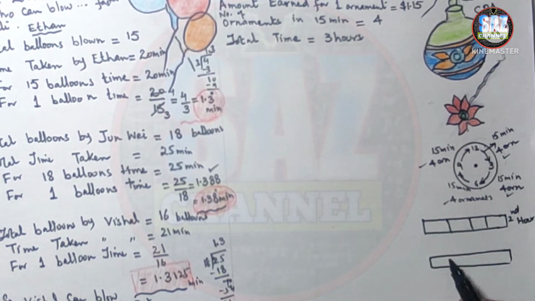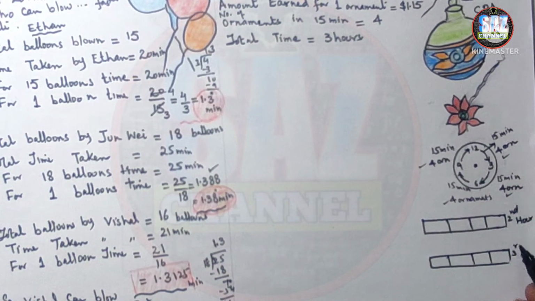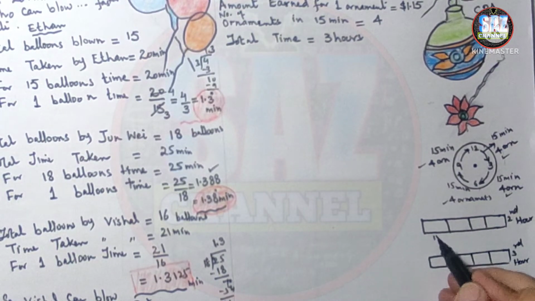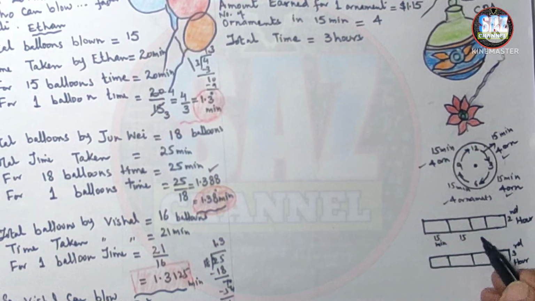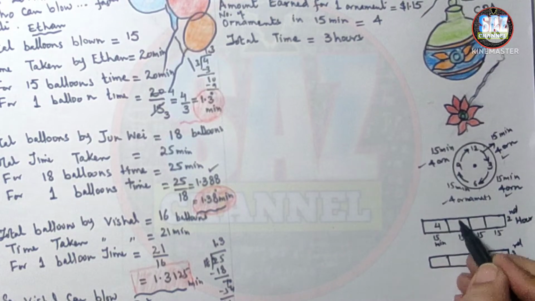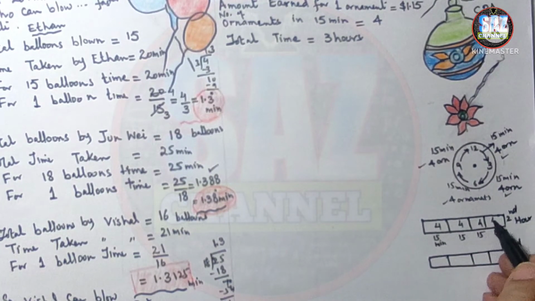I am making this pictorial representation because some of the students may find this question difficult, so they can visualize the question from here and understand it. Third hour. Now 15 minutes, 15 minutes, again 15 minutes, and again 15 minutes. 4 ornaments, 4 ornaments.